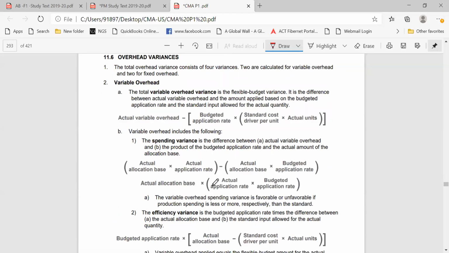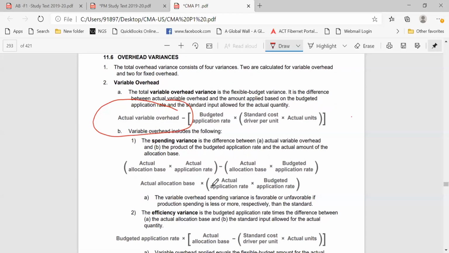All right. Now the total overhead variances consist of 4 variances. Two are calculated for variable overhead and 2 for fixed overhead. Total variable overhead variance is the flexible budget variance. It is the difference between actual variable overhead and the amount applied based on the budgeted application rate and the standard input allowed for actual quantity. Now how do you do that? It is nothing but actual variable overhead minus budgeted rate into standard cost driver per unit into actual units.